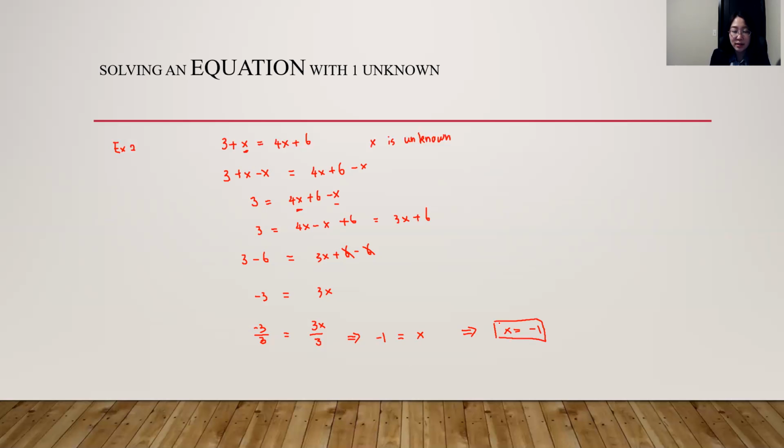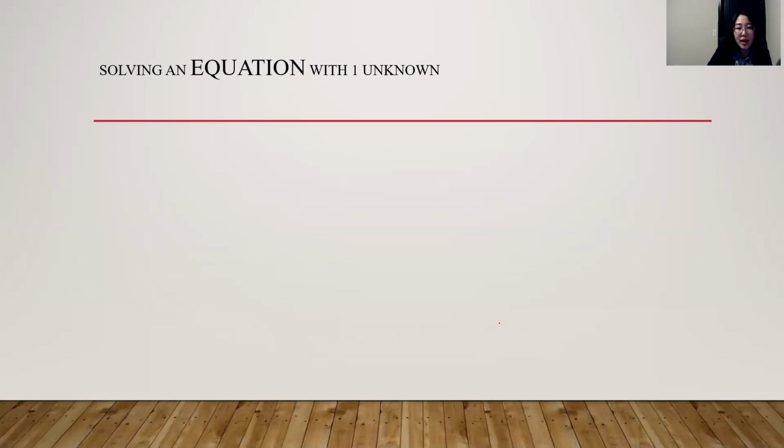So that's the second example. I'm going to show you another example that is very similar to our second example. So 3 plus x equals 5x plus 2. The first step we know is that we subtract x from both sides of this equation. So it's 3 plus x minus x equals 5x plus 2 minus x.